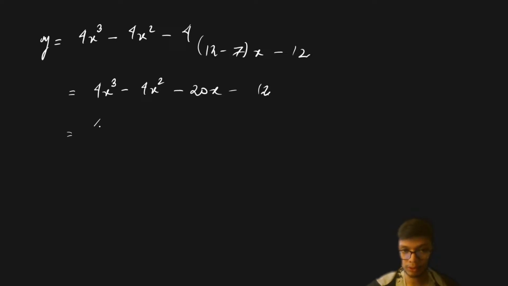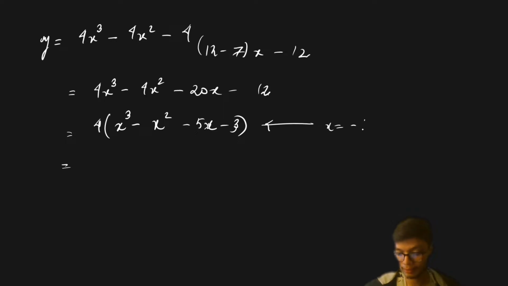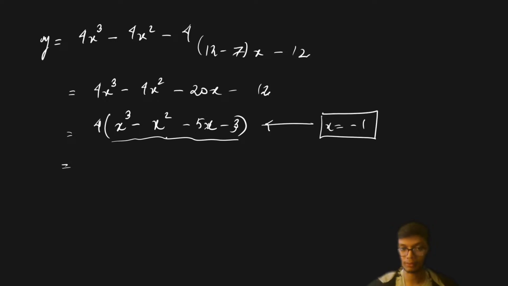Now if I take 4 as common, it will be x cube minus x square minus 5x minus 3. Now I can easily simplify this. If you try x equal to minus 1, it is generally the root. x equal to minus 1 is the root. So what I would suggest is that you try to factorize this part out by hit and trial, because you know that cubic equation factorization is very difficult. So factorize.